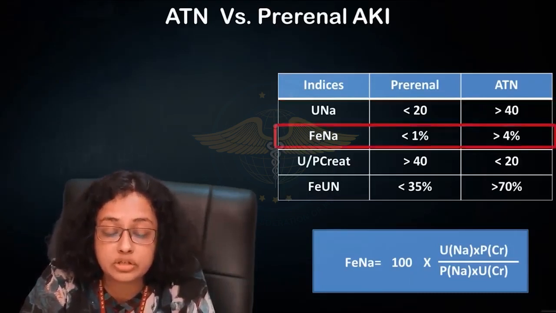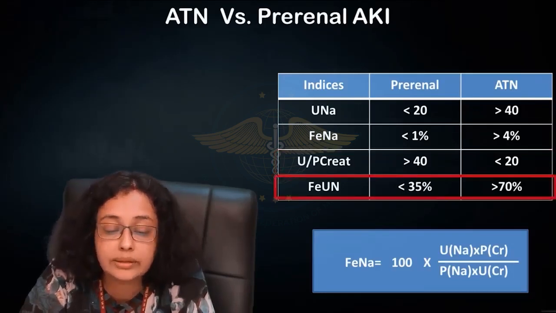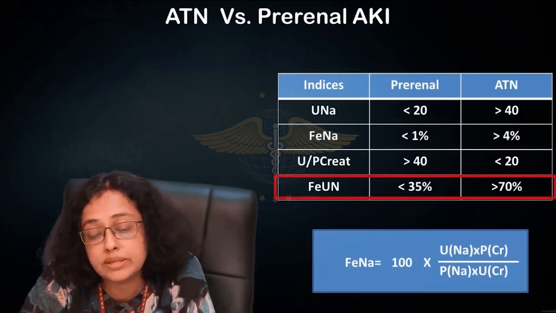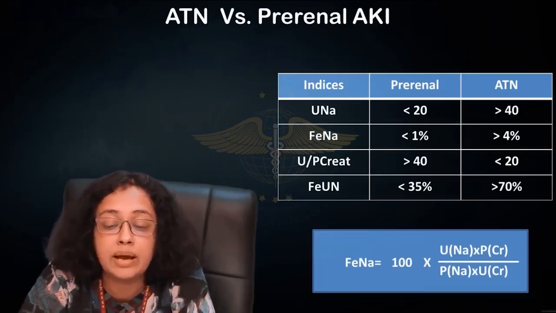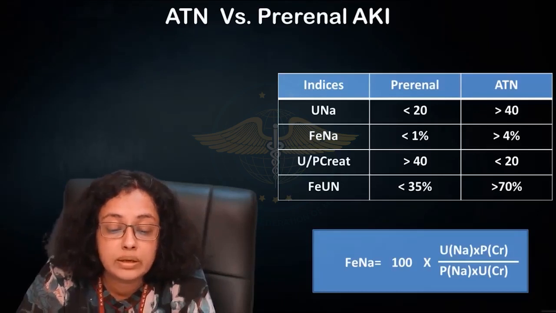The fractional excretion of sodium is supposed to be a good marker to differentiate the two. It's calculated using the urine sodium and plasma creatinine as shown here. The FeNa is always less than 1% in prerenal AKI, and it will be higher in patients with acute tubular necrosis. However, there are certain exceptions.